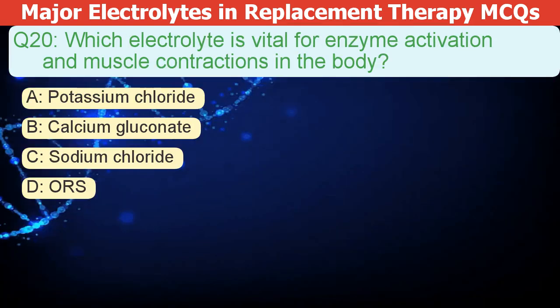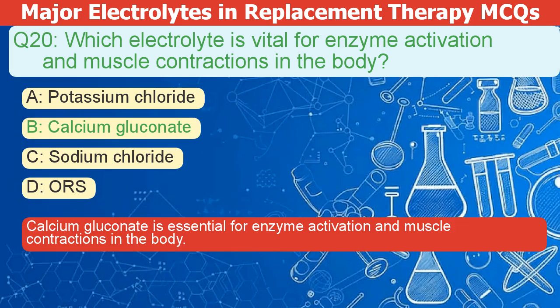Which electrolyte is vital for enzyme activation and muscle contractions in the body? A. Potassium chloride. B. Calcium gluconate. C. Sodium chloride. D. OS. The correct answer is B. Calcium gluconate is essential for enzyme activation and muscle contractions in the body.